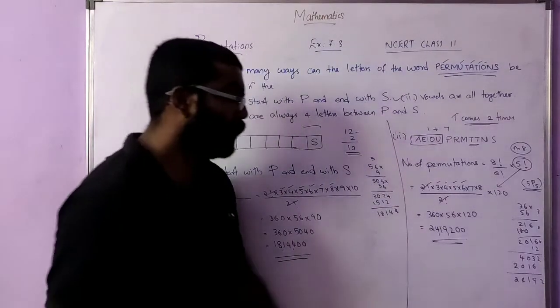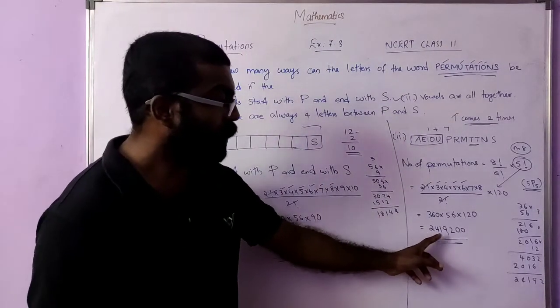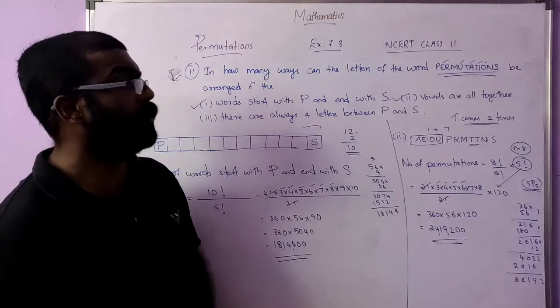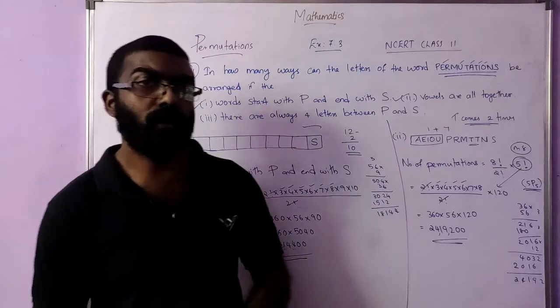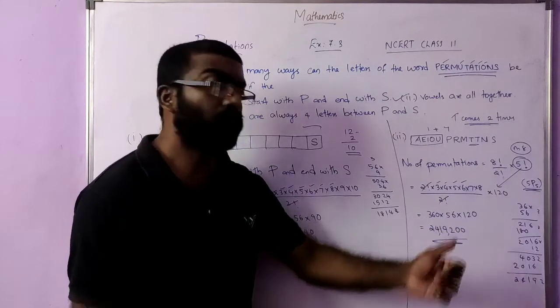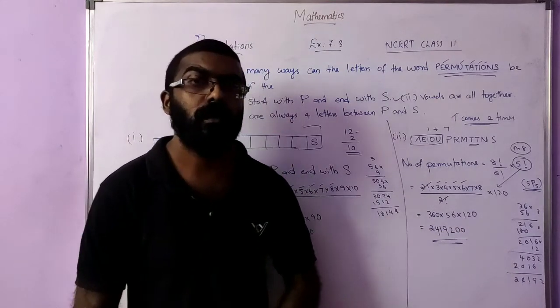So our answer is 24,19,200. The number of permutations in which the vowels are all together will be equal to 24,19,200. Understood?